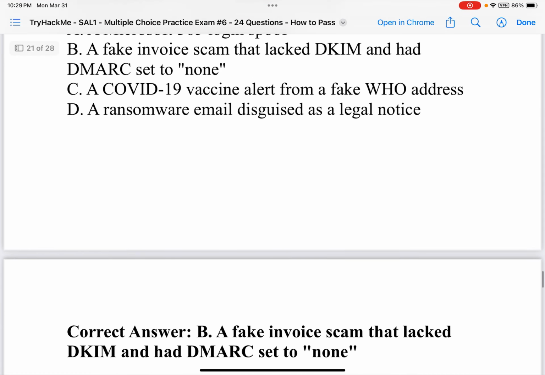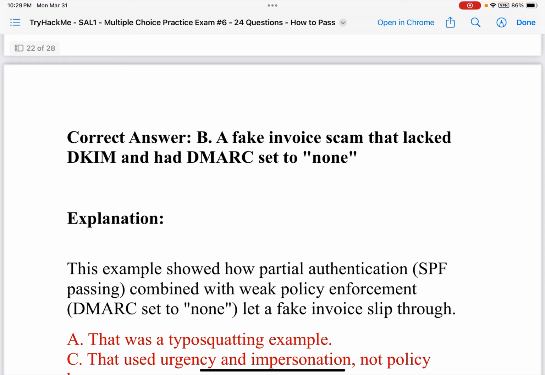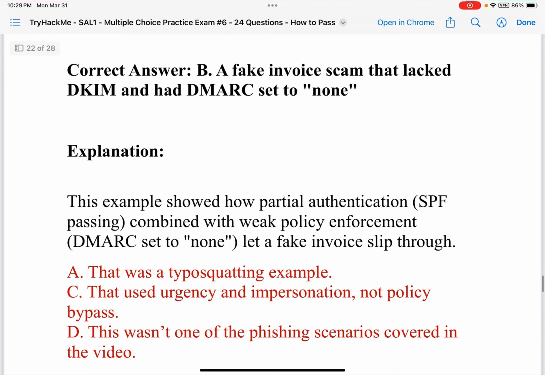Correct answer? B. A fake invoice scam that lacked DKIM and had DMARC set to none. Explanation. This example showed how partial authentication, SPF passing, combined with weak policy enforcement, DMARC set to none, let a fake invoice slip through. There's the red text.